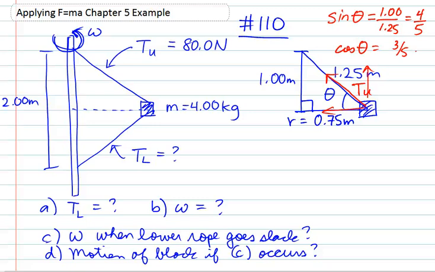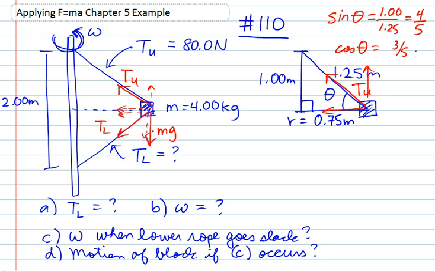Okay, but let's first draw a free body diagram of the block and all the forces acting on it. So I'll do that right here. First of all, we have gravity, mg, going straight down. We have two tensions, T upper and T lower, and that's pretty much it. And so what we're going to do is take those forces, and the two tensions can be decomposed into horizontal and vertical components, and I'll do that a little bit neater in a moment.